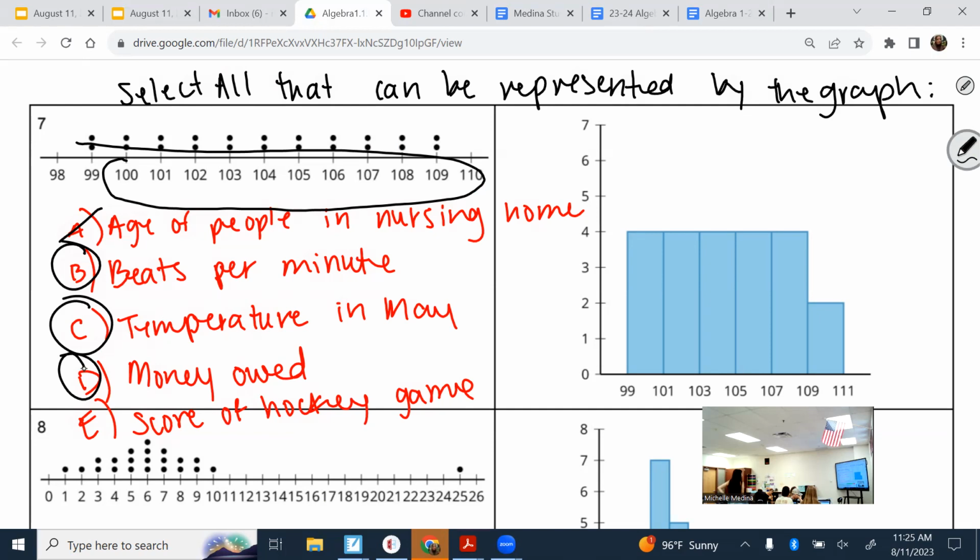And then the score of a hockey game. All right, probably not. Maybe score of a basketball game, but not a hockey game, because those would just be per goal, right? So that's where I think that question might come up, is which ones make sense for this data? What could this data represent?